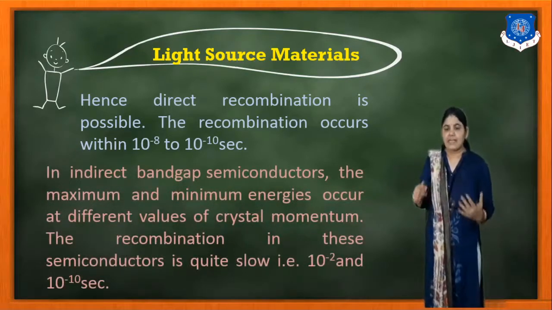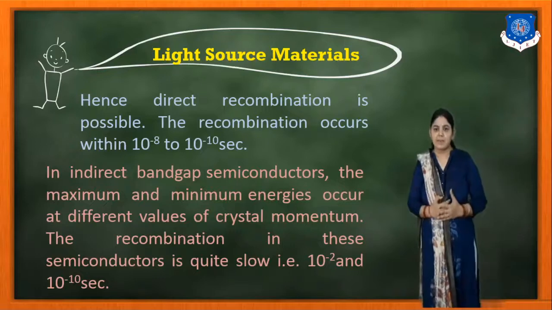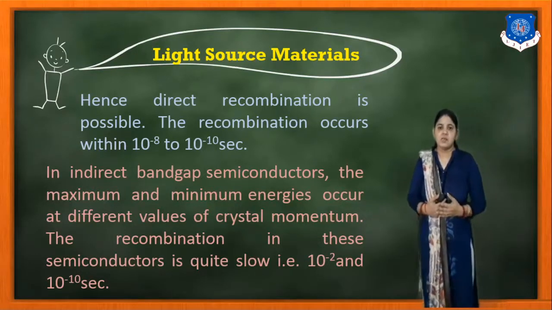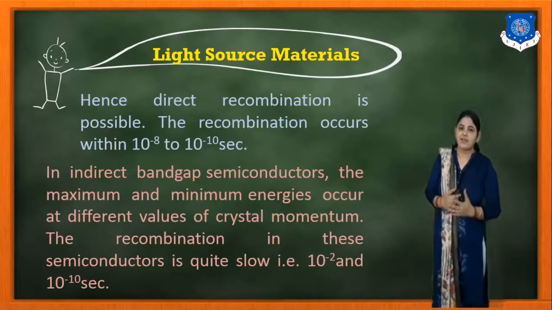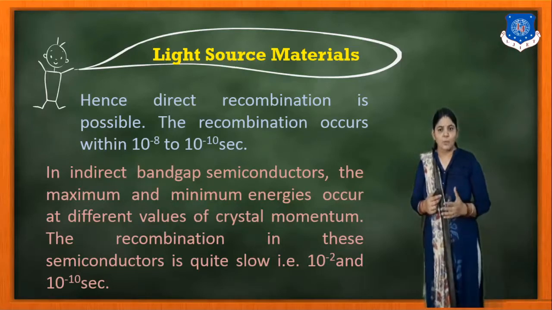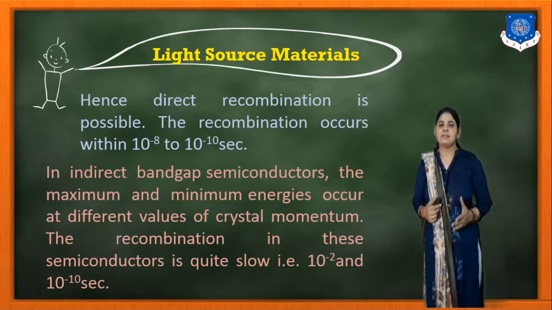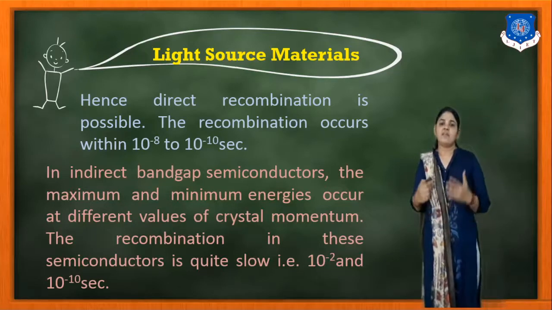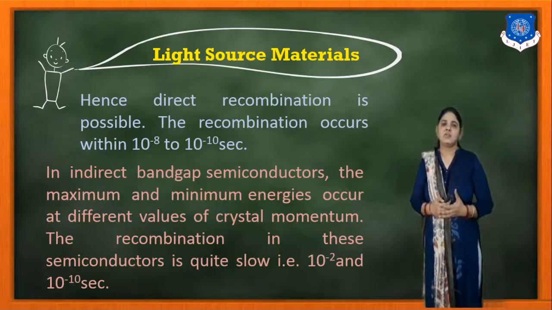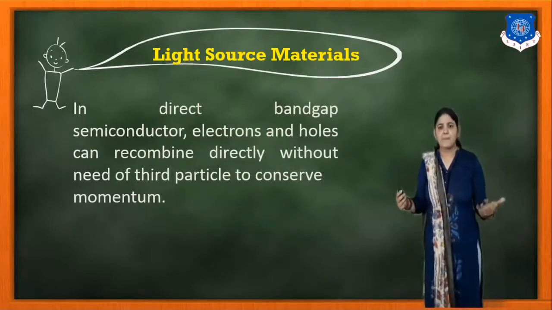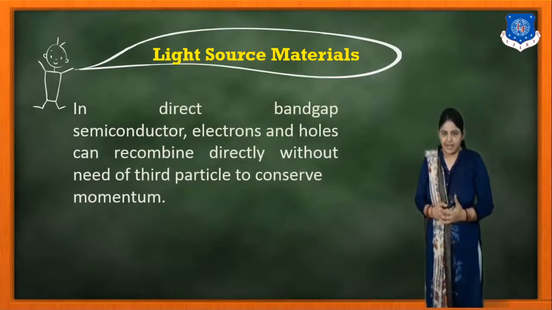The other case is the indirect band gap semiconductor, where the maximum and the minimum energies occur at different values of crystal momentum. The recombination in these semiconductors is quite slow, around 10 raised to minus 2 to 10 raised to minus 10 second. So this is the direct band gap and the indirect band gap.